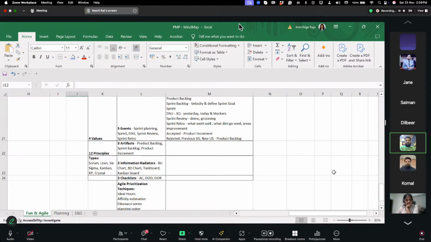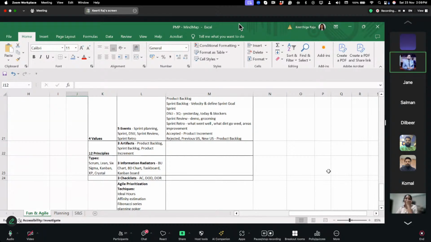Then we have the information radiators: burn up chart, burn down chart, task board, and Kanban board. The burn up chart tells you the remaining work. I generally get confused with this.